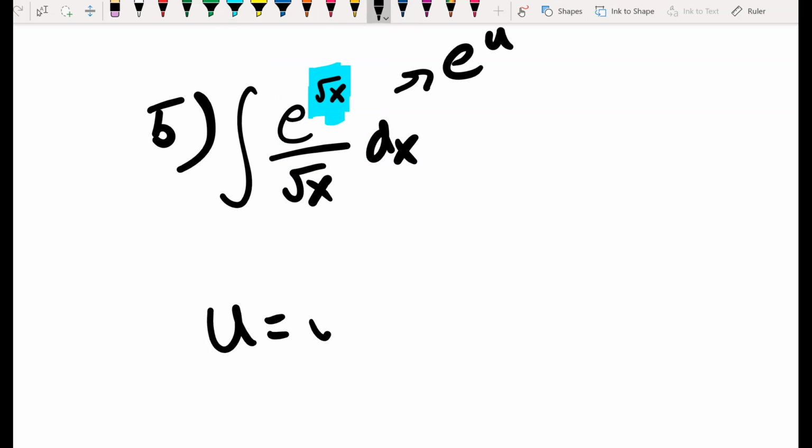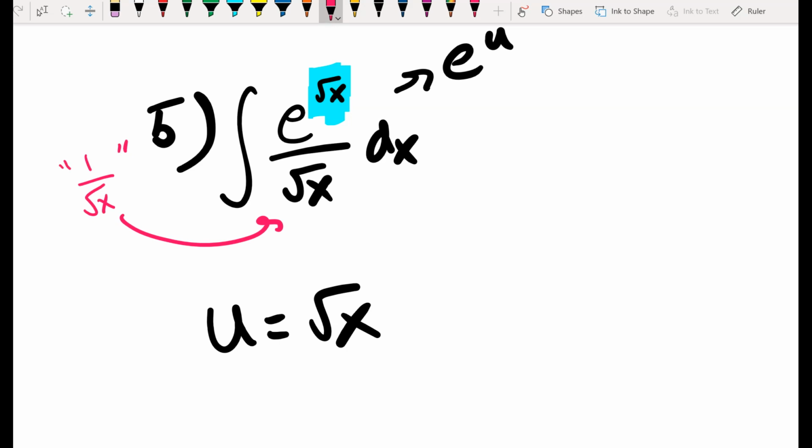Now be very careful. That radical x is not the same as that radical x, because really this denominator is like 1 over radical x, because it's in the denominator. So they're not the same thing, so try to be careful there.